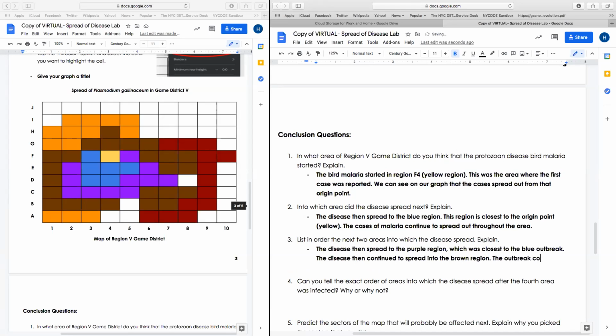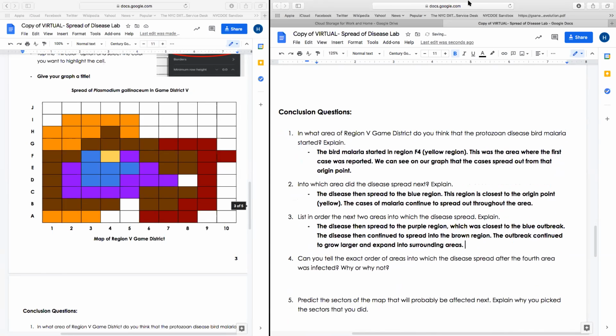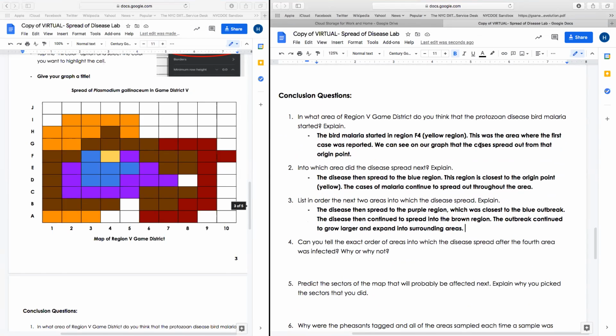The outbreak continued to grow larger and expand into surrounding areas. Number three was the blue region. That was number two. Number three was purple and then brown. All right, I'm going to give you guys about 30 seconds to catch up and write down any answers you're missing.